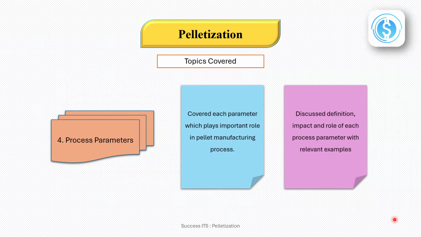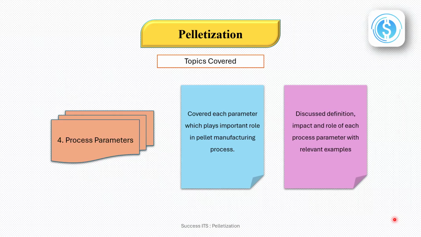In the fourth session, we will understand the critical process parameters which are involved in the pellet manufacturing and how they affect the quality of the final product. Process parameters are the operating conditions that must be monitored and controlled throughout the manufacturing process. These parameters directly influence pellet size, shape, moisture content, strength, flow properties, and overall product quality.